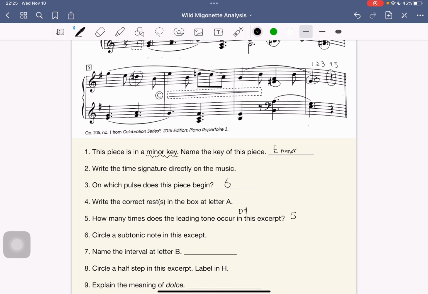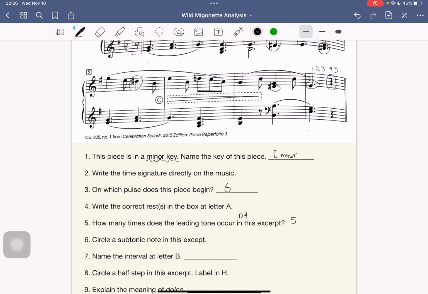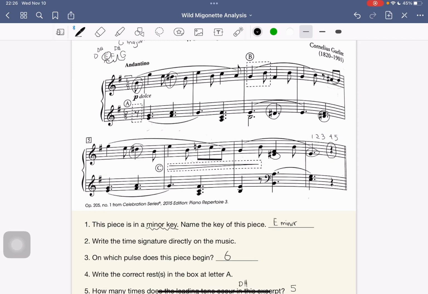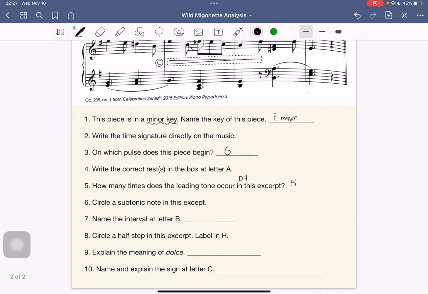For the 6th question, it says, circle a subtonic note in this excerpt. Well, subtonic means that it's the 7th step, except it is a full step below the 8th note or the tonic. And that's the difference between leading tone and subtonic. So if we know that the leading tone is D sharp, then the subtonic would be 1 half step below D sharp, which would be D. And it is also 1 whole step below E. So if we try to find a D in this excerpt, we can see immediately that there is a D natural right here.